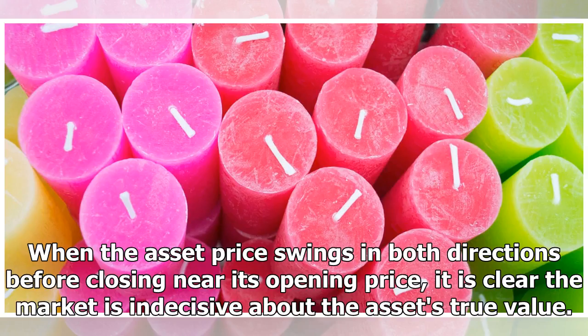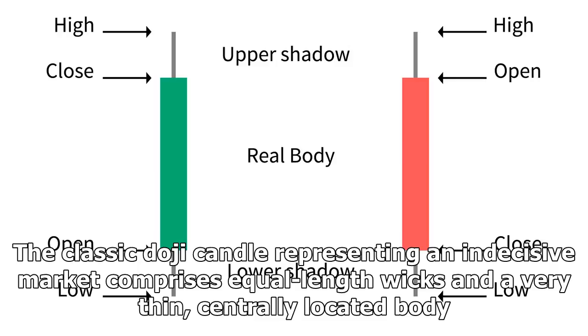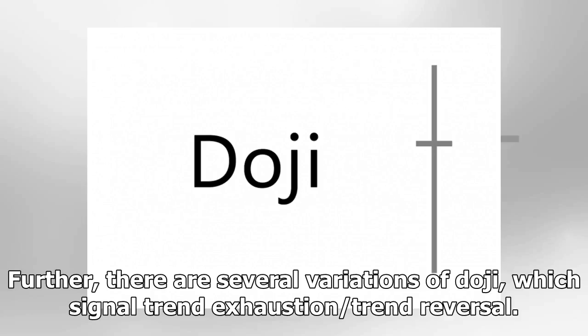When the asset price swings in both directions before closing near its opening price, it is clear the market is indecisive about the asset's true value. The classic doji candle representing an indecisive market comprises equal-length wicks and a very thin, centrally located body. Further, there are several variations of doji, which signal trend exhaustion or trend reversal.